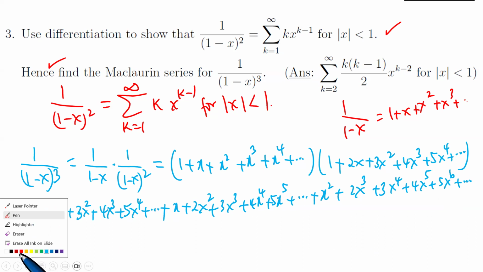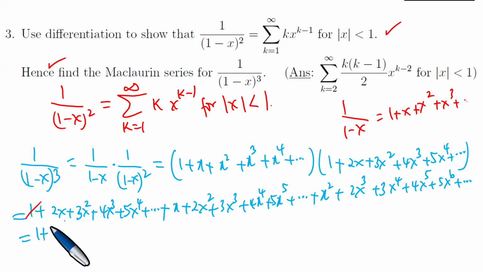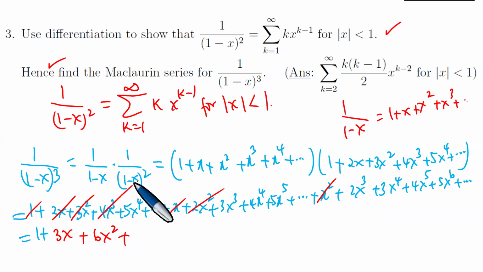Let's do auditing. Constants: there is only one number that has no x. The x term, there's a 2x and x, which gives us 3x. Only that. 3x plus x squared: there's a 3x squared, 2x squared, giving us a 5x squared, giving us a 6x squared. 3x squared, 5x squared, 6x squared. X cubed, 4x cubed, plus 3x cubed, 7x cubed, 9x cubed, and so on. We're getting this.